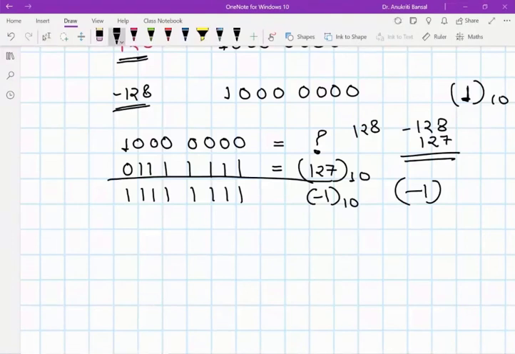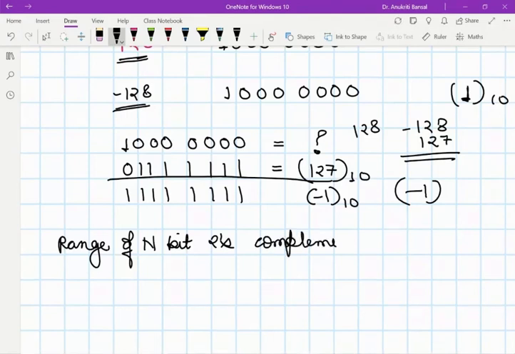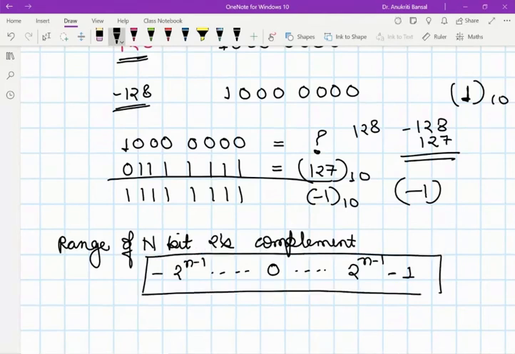So the range of n bits with 2's complement is minus 2 raised to power n minus 1, 0 and 2 raised to power n minus 1 minus 1. Is it clear? Yes, ma'am.